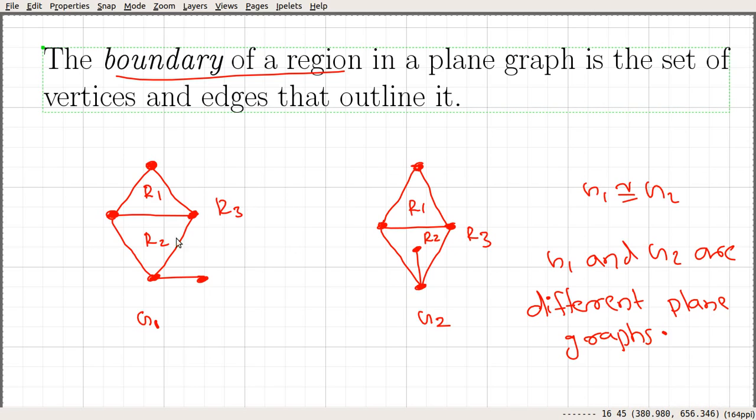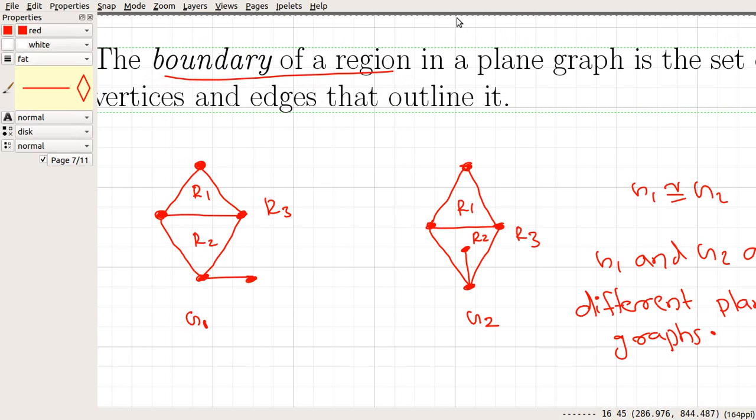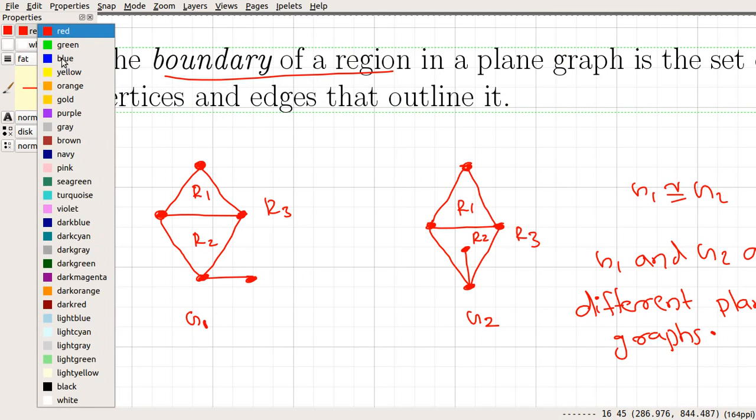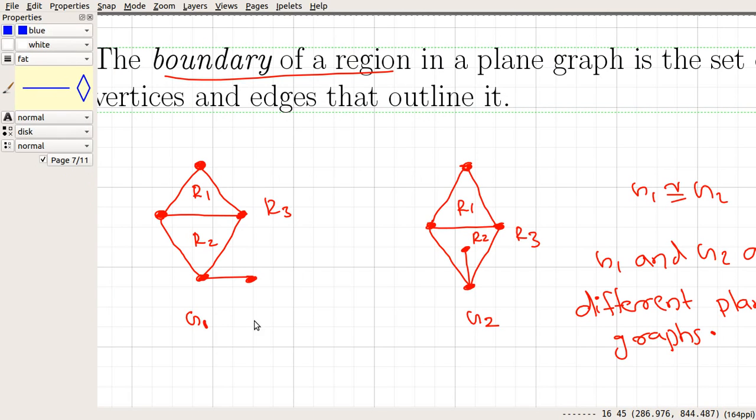In this graph, we can see that this R2 contains these three edges and these three vertices. Let me use a different color for that. If you look at R2 in this graph, it is identified by this vertex, this edge, this vertex, this edge, this vertex, and this vertex.